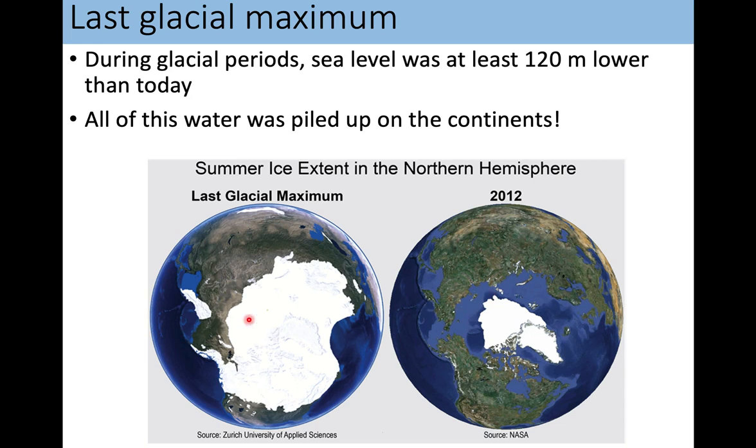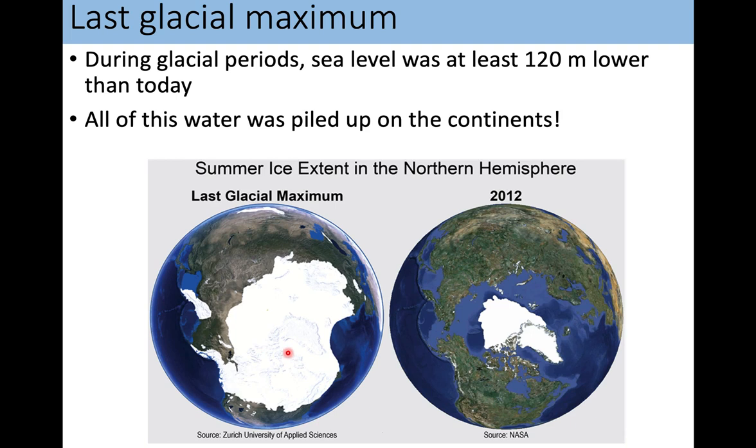If you'll notice, if you compare it to the last glacial maximum, there was a massive amount of ice covering significantly lower in latitude than what we have right now. So during this last glacial period, our sea levels were actually 120 meters lower than they are today, because all of the water that is now in the ocean was actually frozen, piled up on top of the continents.